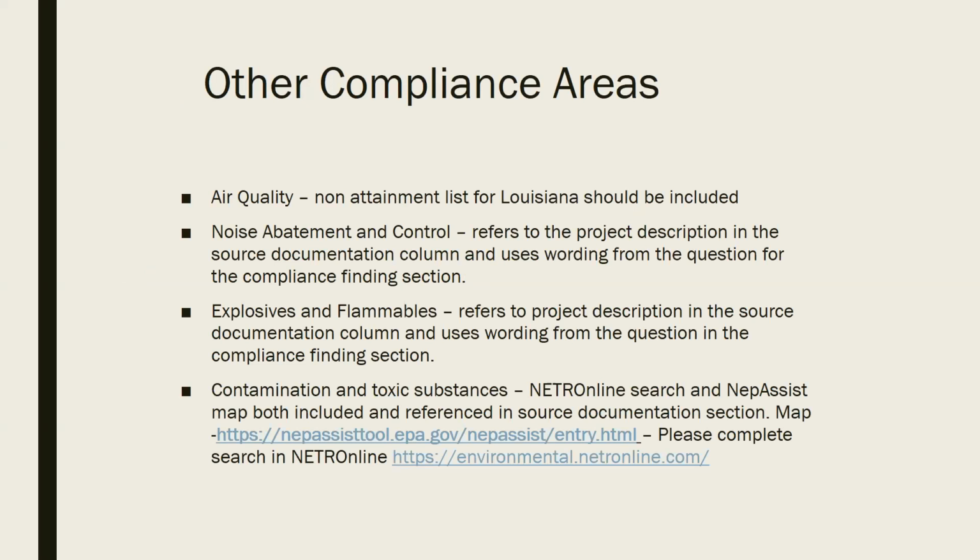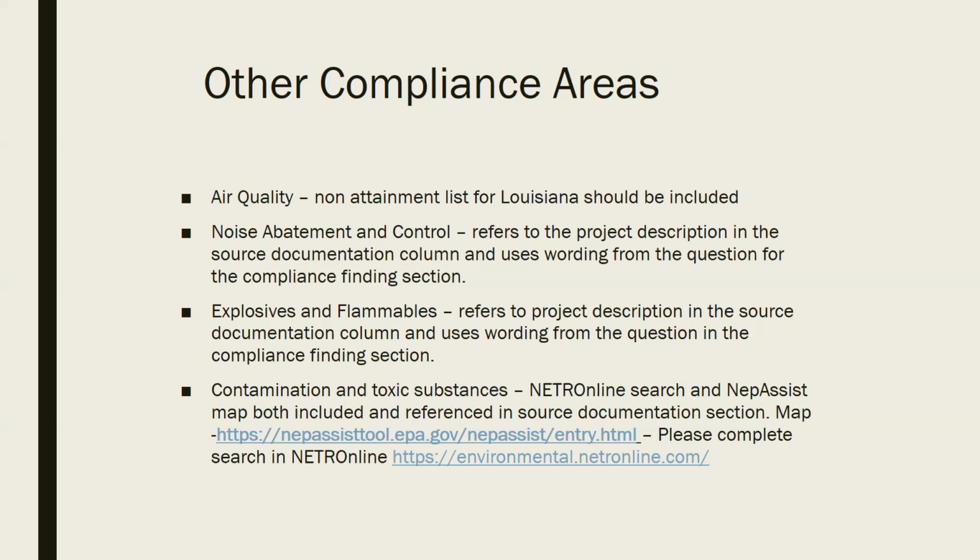Other compliance areas that are also on the statutory worksheet include the air quality section. For this compliance, you would need a non-attainment list for the state of Louisiana, and that list will tell you if the area of your project is in attainment or not. The noise abatement and control and explosives and flammables, both of those refer to your project description. On your checklist, you should list for your source documentation that you're using your project description. I know a lot of people put different things in that area, but it should say project description because that's what you're referring to for compliance.